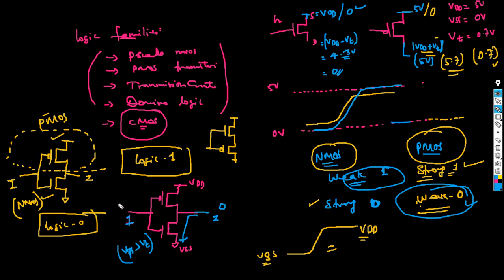Okay. In this case, only this is going to be on and this is going to be off. And in case of zero, this would be on and this would be off. So that is how the PMOS and NMOS operate. NMOS operates when it is logic 1 and PMOS operates when it is logic 0. Did I answer your question, Bala?